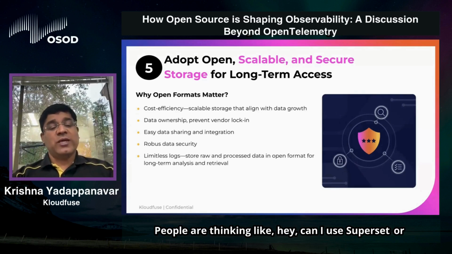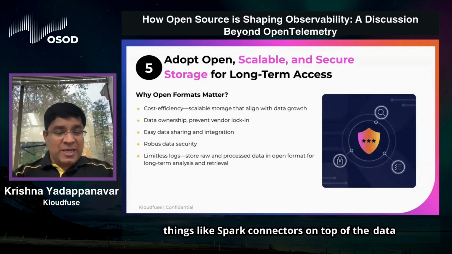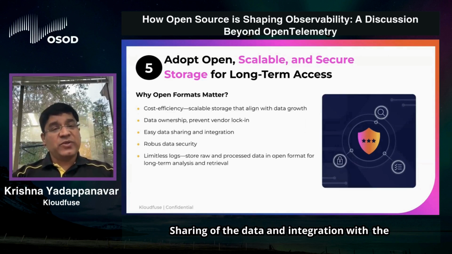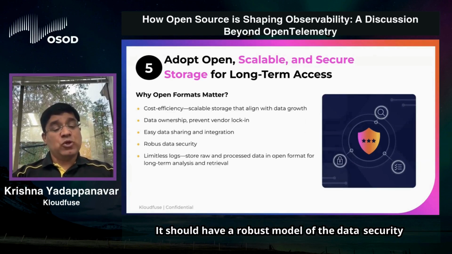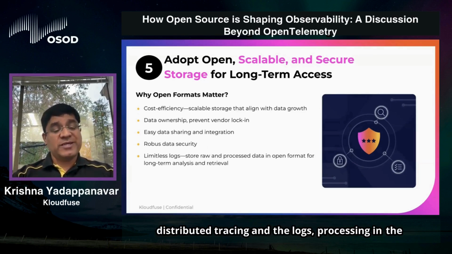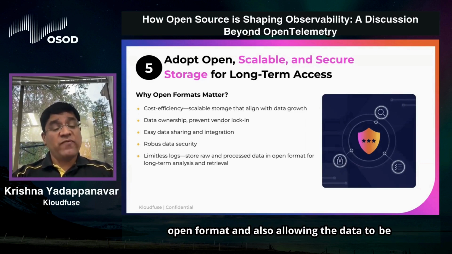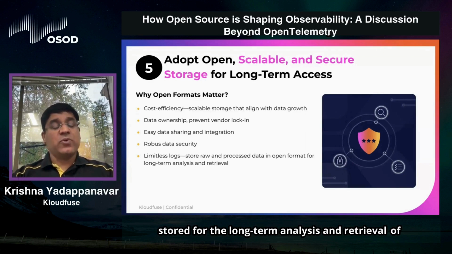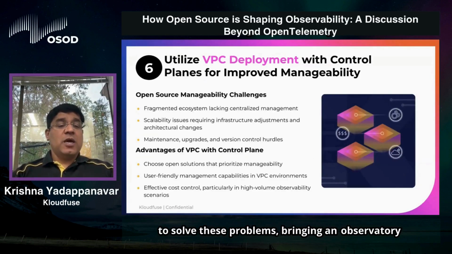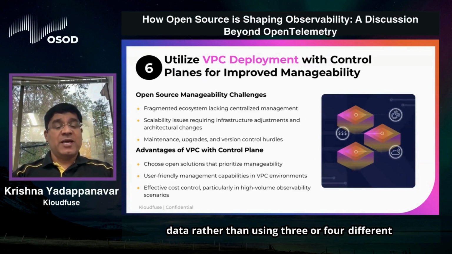People are thinking, hey, can I use Superset or things like Spark connectors on top of the data too. Sharing of the data and integrations with the various data sources should be easy. It should have a robust model of data security built in as part of the solution. And especially when it comes to streams like distributed tracing and logs, processing in the open format and also allowing the data to be stored for long-term analysis and retrieval for efficient analytics is very, very important.